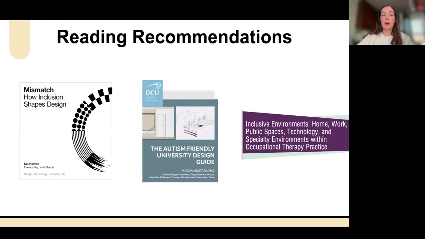If you're interested in learning more about inclusive design, these are a couple of readings to further educate yourself on this topic. One is a book called Mismatch: How Inclusion Shapes Design, by Kat Holmes. Another example is the Autism Friendly University Design Guide. And another is from AOTA, Inclusive Environments: Home, Work, Public Spaces, Technology, and Specialty Environments within Occupational Therapy Practice.